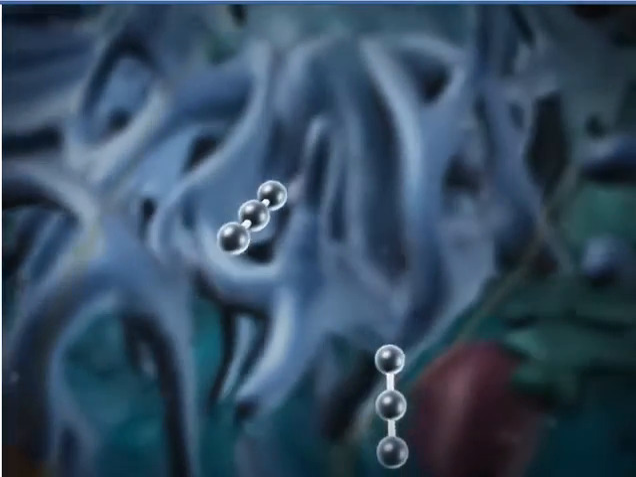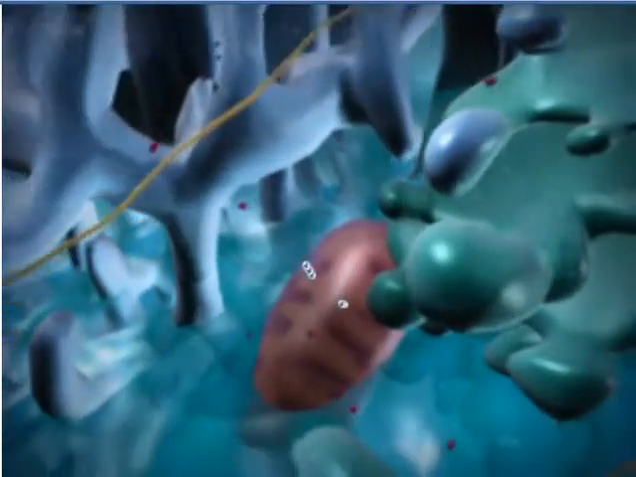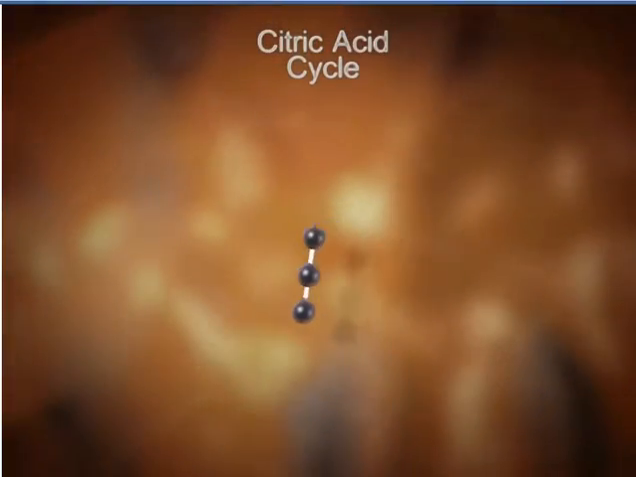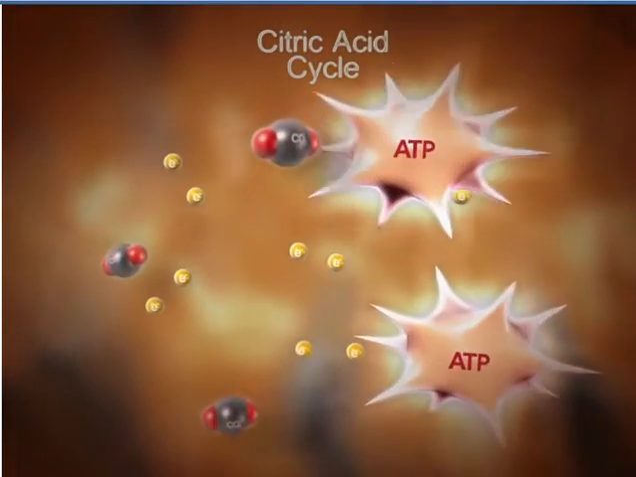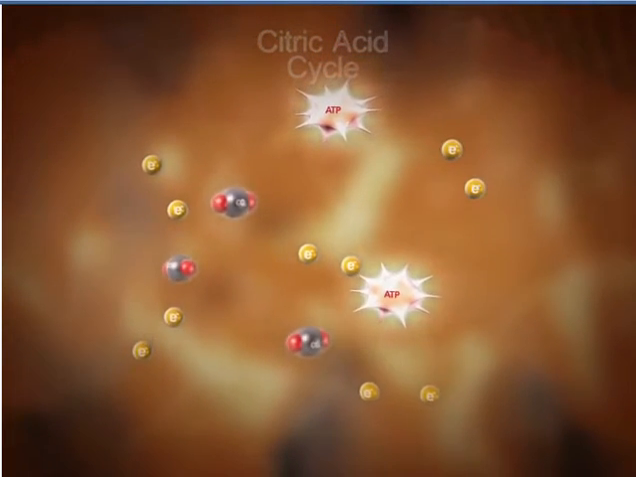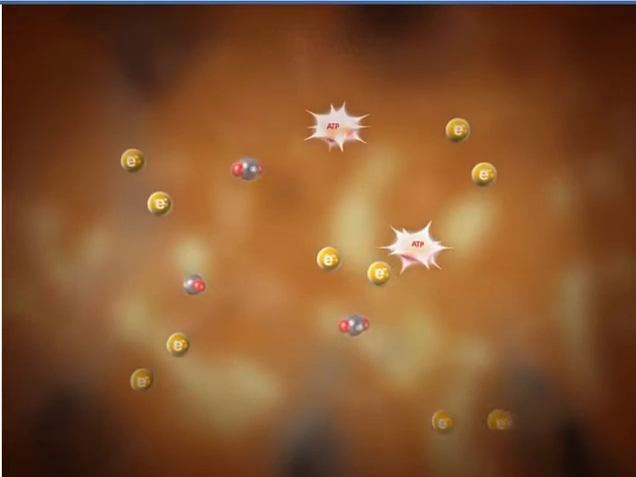High-energy electrons are released. Each 3-carbon pyruvic acid molecule then enters the mitochondria as part of the second step, the citric acid cycle. 2 more ATP are created and carbon dioxide is released as a waste product. High-energy electrons are again released.